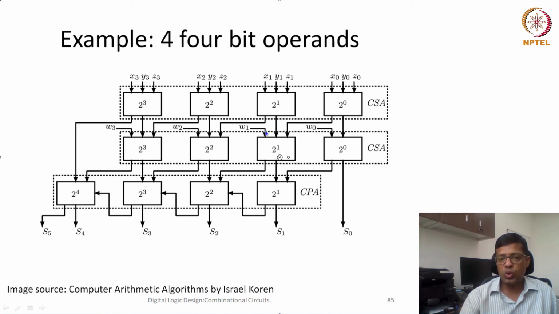Now W1 is also of 2's power 1 place, so we can add them in a full adder which takes 2's power 1 place as an input. Similarly for 2's power 2 place also, the carry part of this particular addition is 2's power 2 place. So similar to this, for 2's power 2 and 2's power 3, the second stage of CSA can be completed.